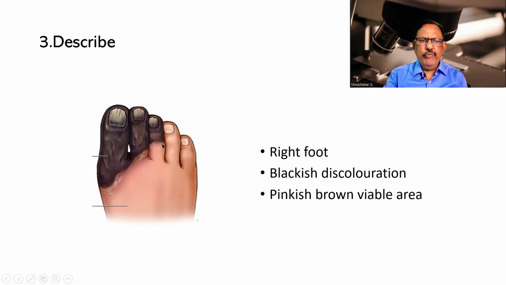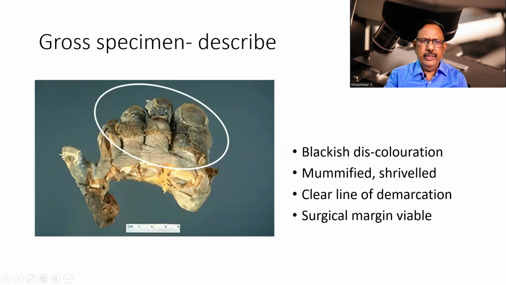There is an area of blackish discoloration. There is a pinkish brown viable. Viable means live. And there is a definite line of demarcation. This can be a mounted specimen kept for us in many a college.